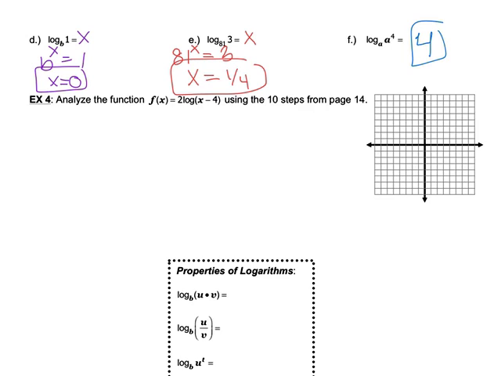And then lastly, this just follows right from how we used the definition on the last page. Log base a of a raised to the 4th. Remember, that's going to undo each other, and you're just left with 4.